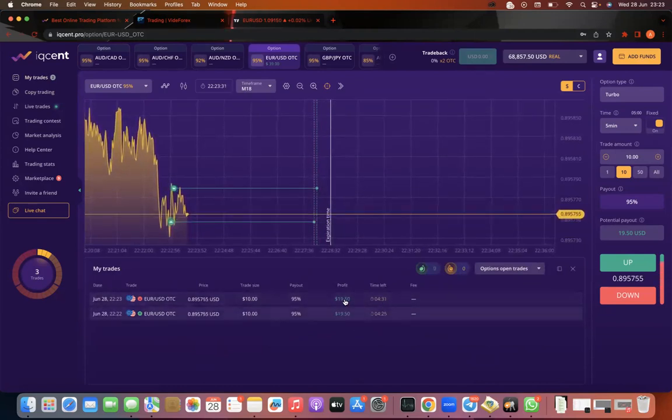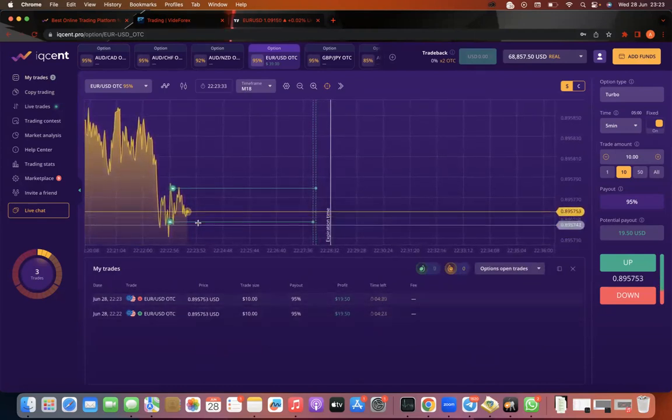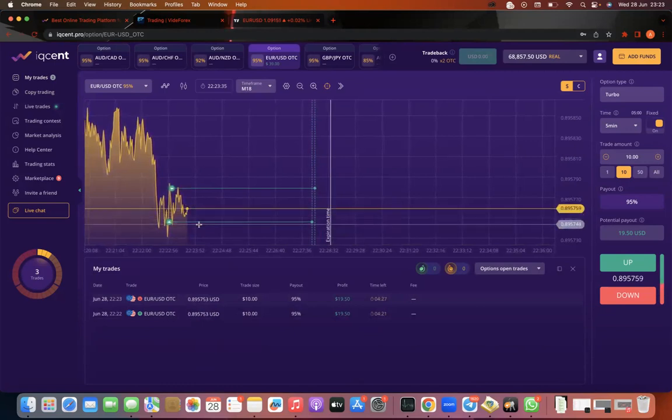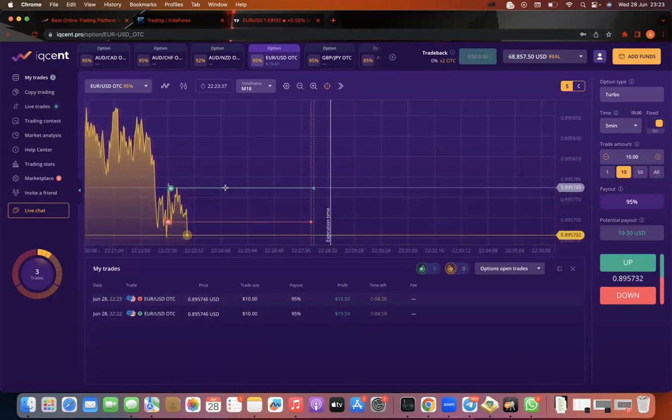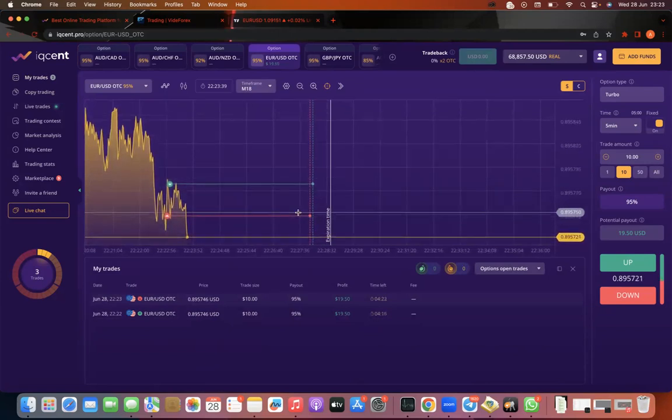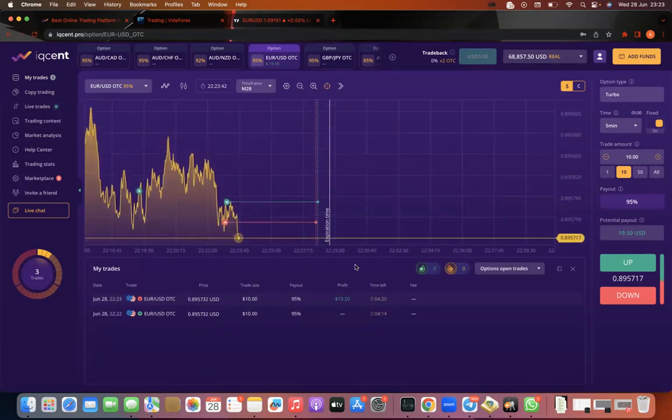Both of them are currently in profit. This is the call, so as long as they are above this, it's in profit. This is the put, so as long as they are below this, it's in profit. But guess what? My call is no longer in profit.